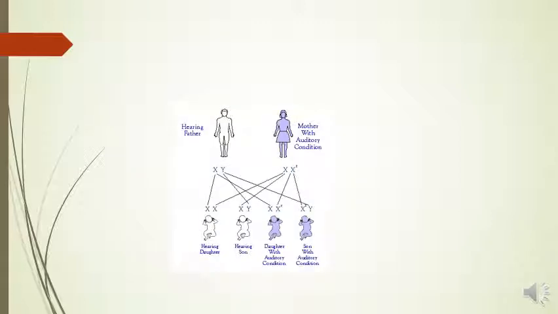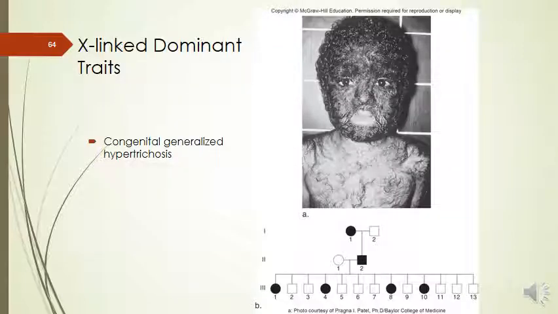This is a diagram showing you how the dominant X gene is passed on. You see that you only needed to have the one X to affect the daughter and the son here. And this is an example of an X-linked dominant disorder. This is congenital generalized hypertrichosis. These poor children have been called, this disease has been called the Wolfman syndrome. And if you take a look here, you can see the inheritance pattern.